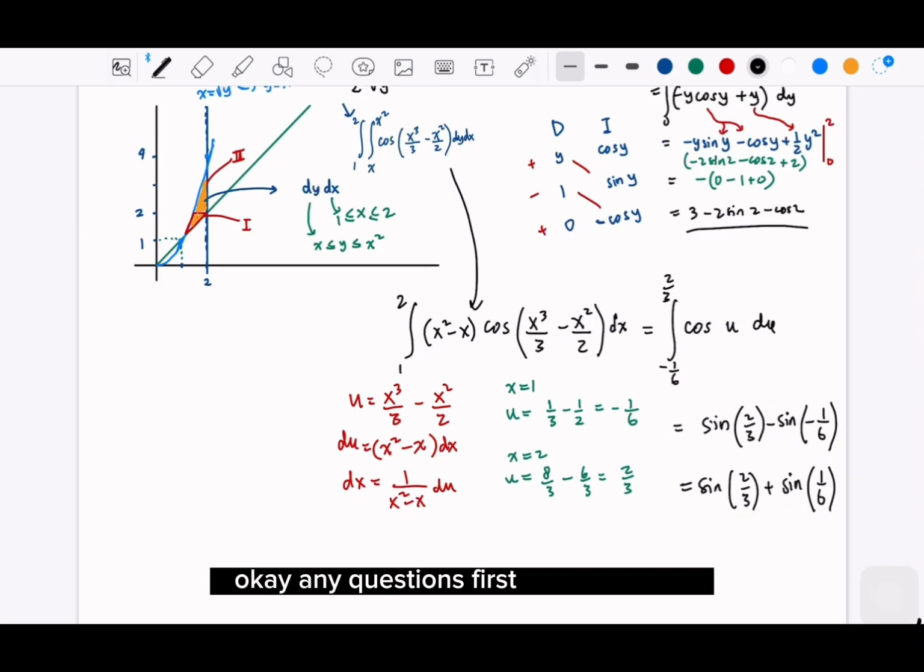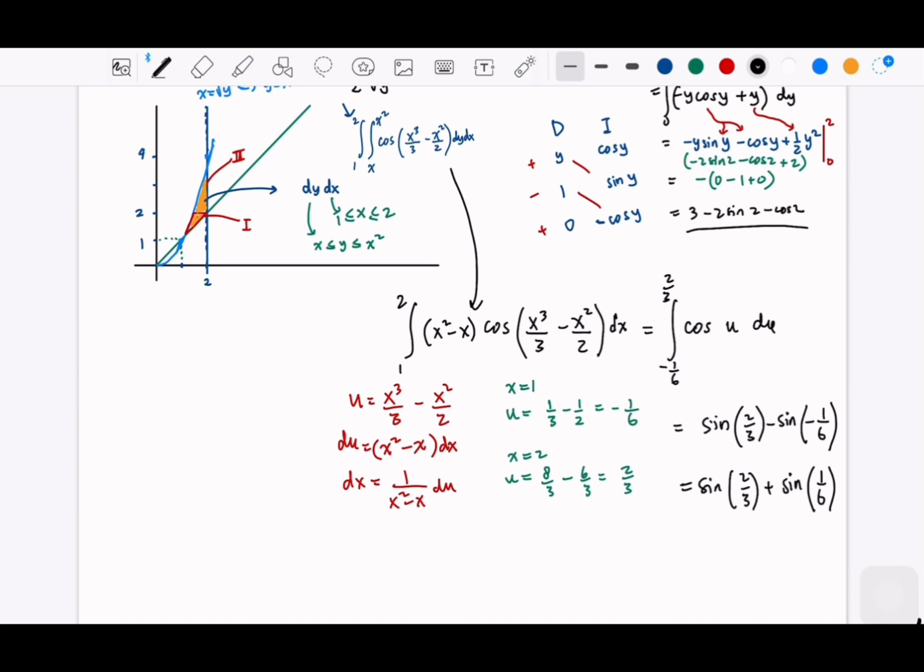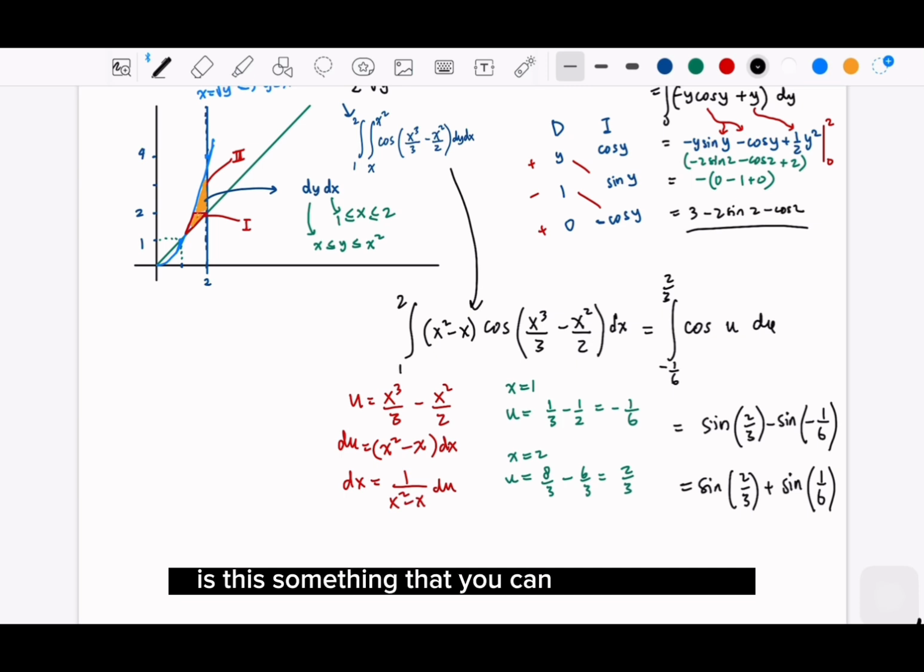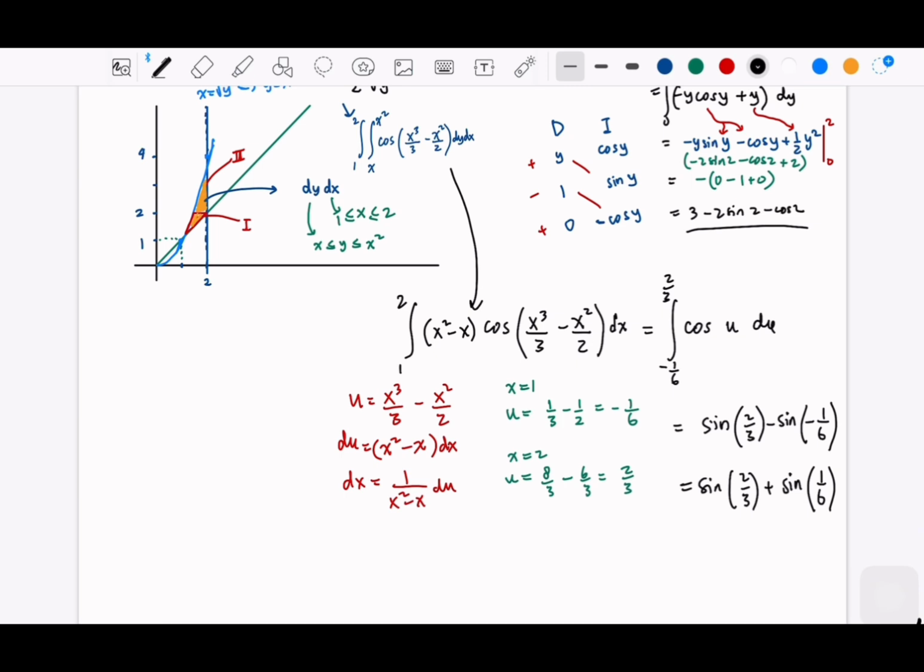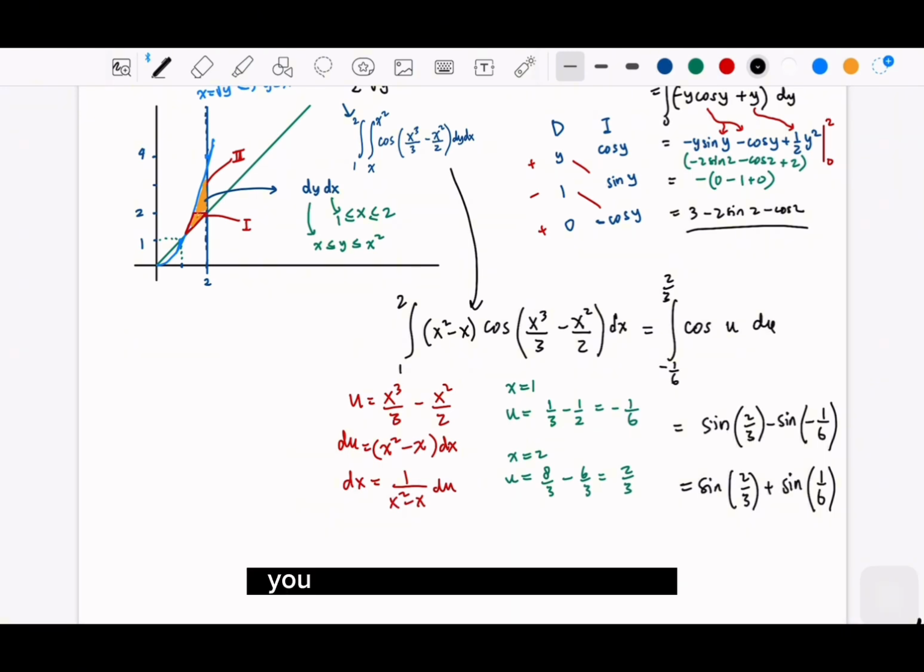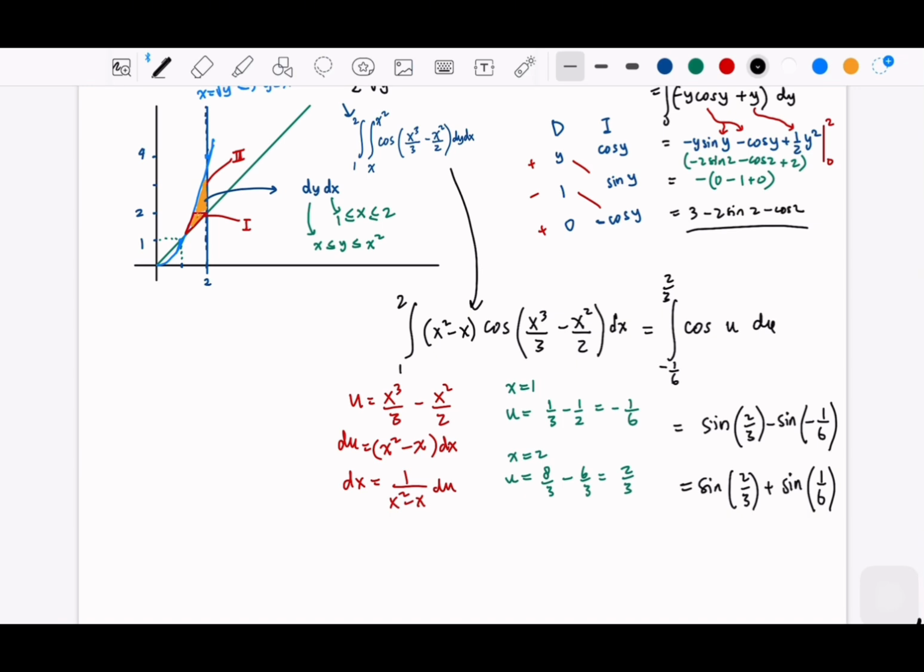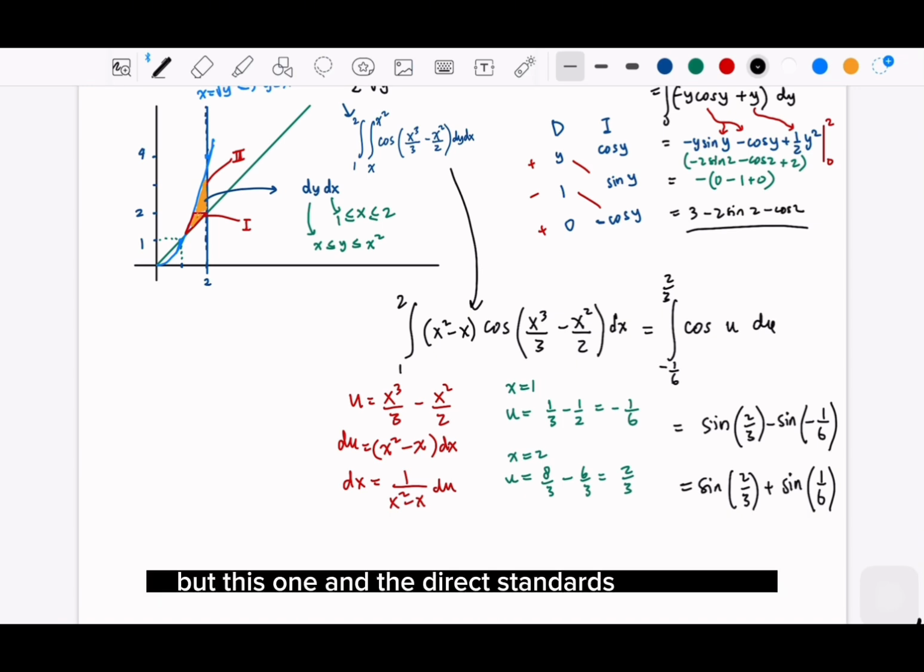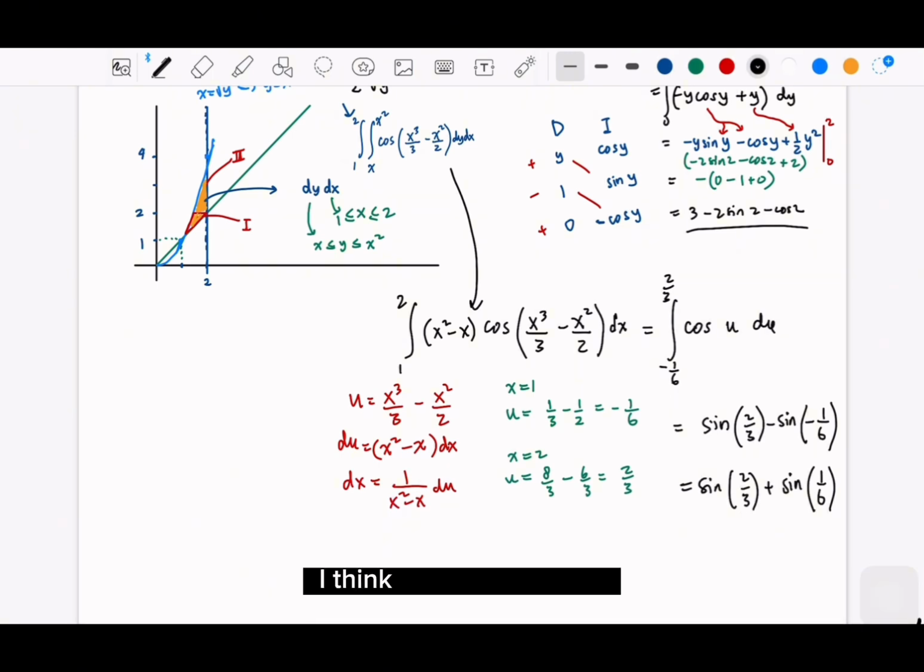Okay, any questions first? Is this something that you can work on in the exam or not? Yeah, it is quite challenging. But the previous one, the critical points, I hope you can do that in the exam. That's a pretty standard question. But this one and the directional derivative one using the limit definition, I think are quite challenging. They take some time to work.